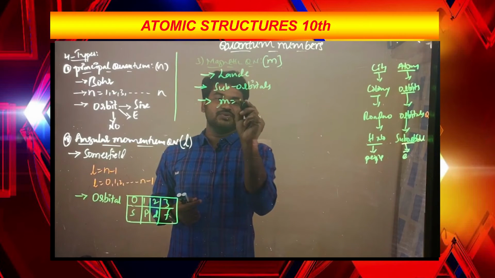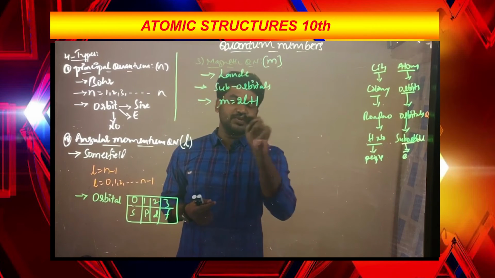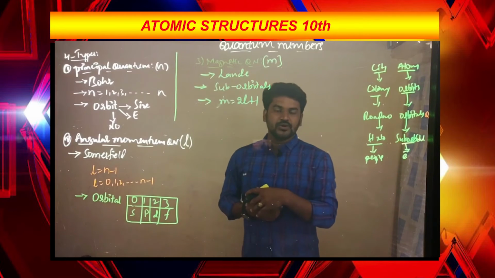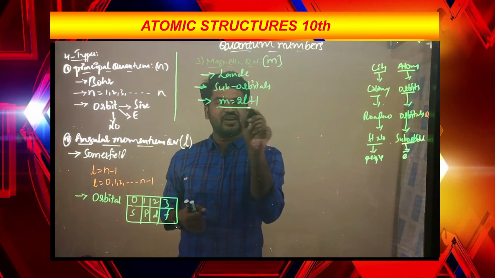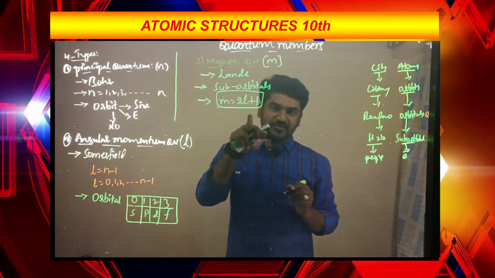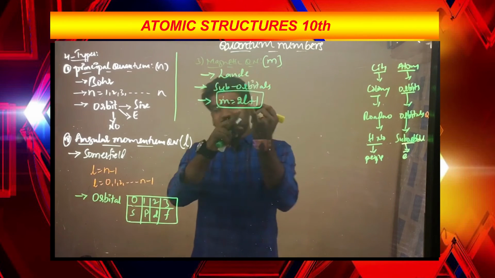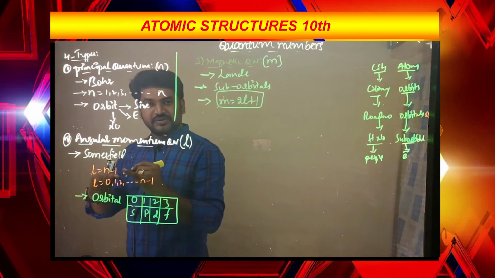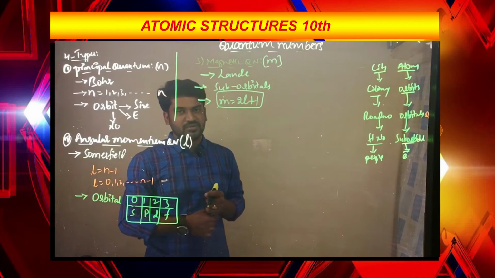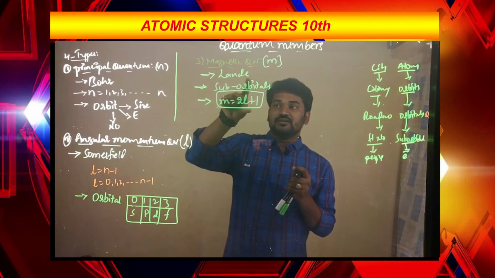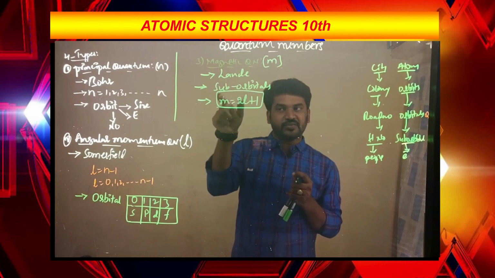These suborbital values will be m equals 2l plus 1. So the m values depend on l, because you need to get the l here. And l values depend upon n, the principal quantum number. So the magnetic quantum number gives the information about suborbitals.